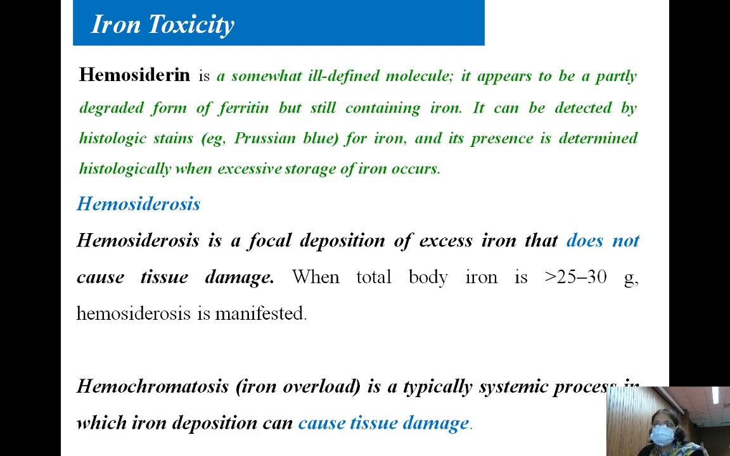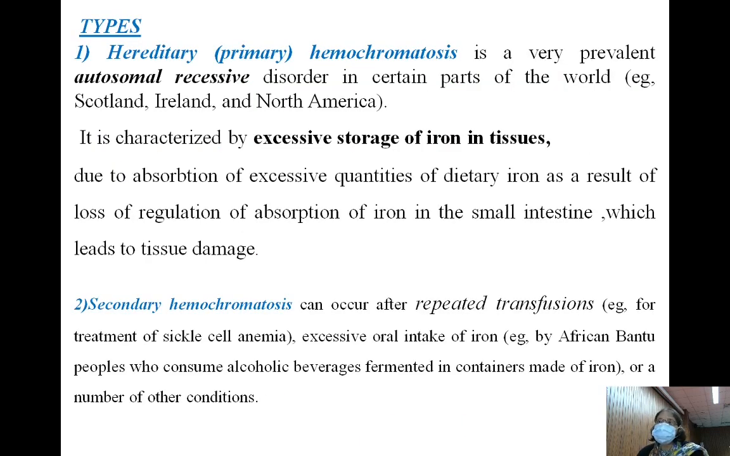Hemochromatosis. Now there is a difference between hemosiderosis and hemochromatosis. In hemosiderosis, there will be focal deposition of the excessive iron which does not damage the tissue, but hemochromatosis will damage the tissue, isn't it? Hemochromatosis is the iron overload. It is typically a systemic process in which iron deposition can cause tissue damage. Types of hemochromatosis: there are two types. Remember, hereditary, that is known as primary hemochromatosis, and secondary hemochromatosis.